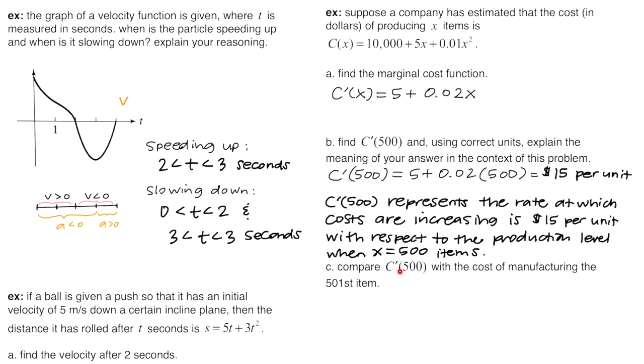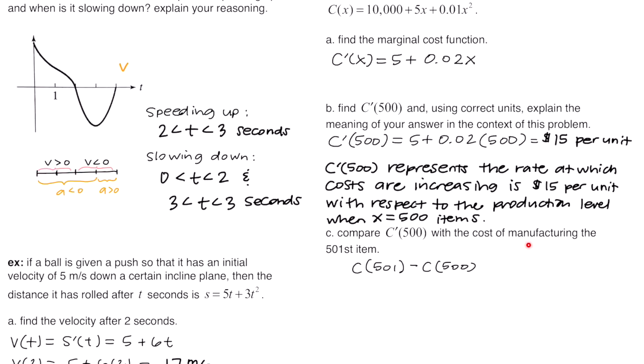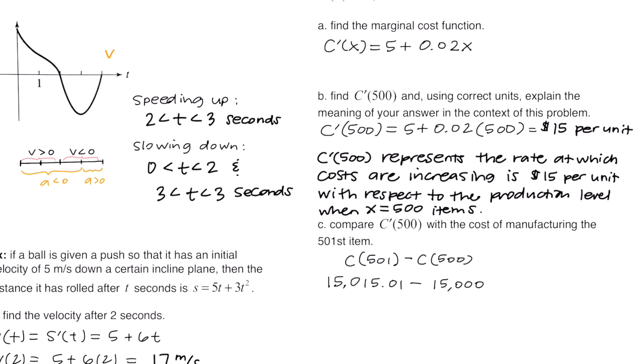Part C says compare C prime of 500 with the cost of manufacturing the 501st item. To find the cost of manufacturing the 501st item, what we do is we take the cost of producing 501 items minus the cost of producing 500 items, and that will give us the cost to produce just the 501st item. So we're going to plug 501 into the original cost function, and we're also going to do the same with 500 into the original cost function. So we're going to subtract these. So to manufacture the 501st item, it costs $15.01. And if you'll notice, that is very close to C prime of 500.